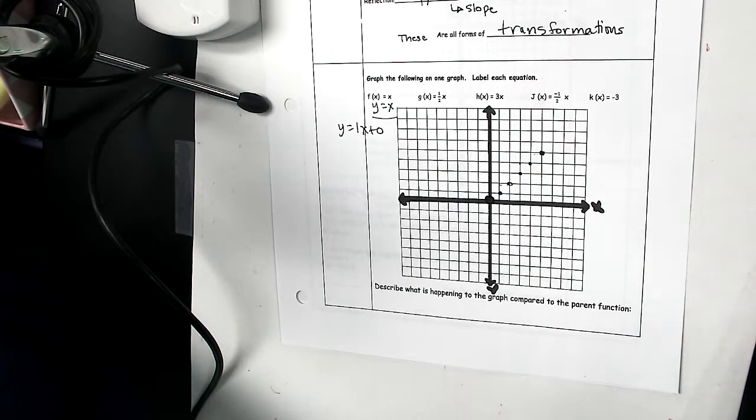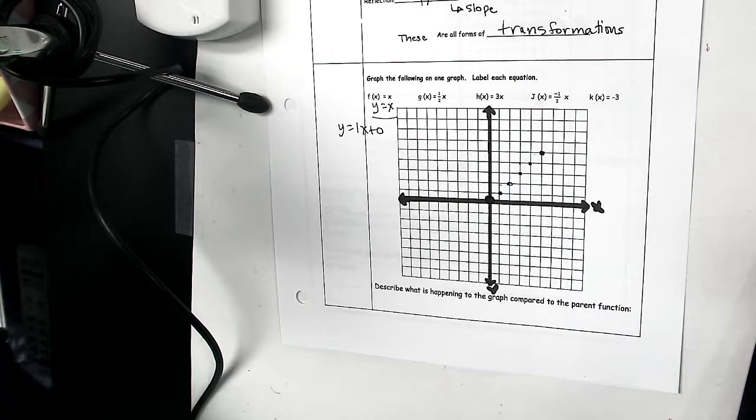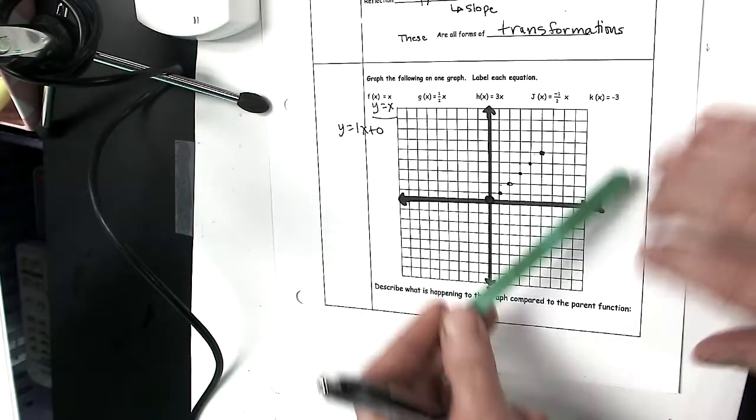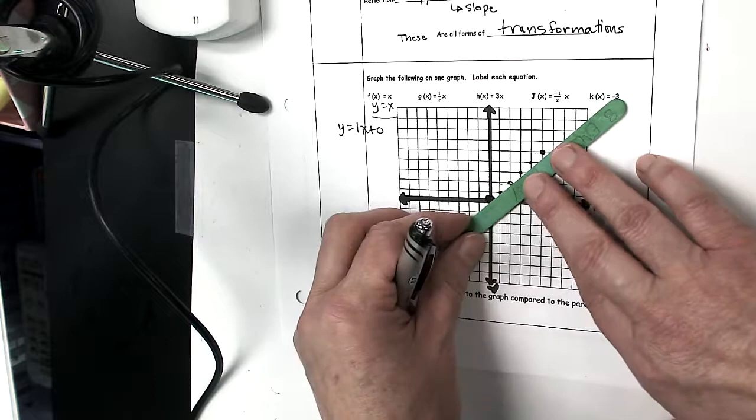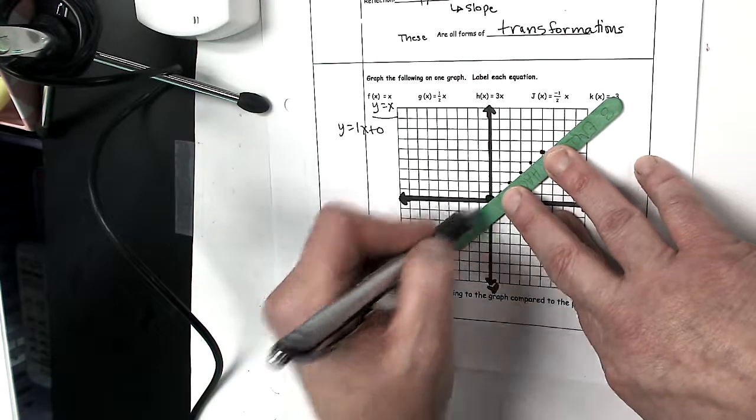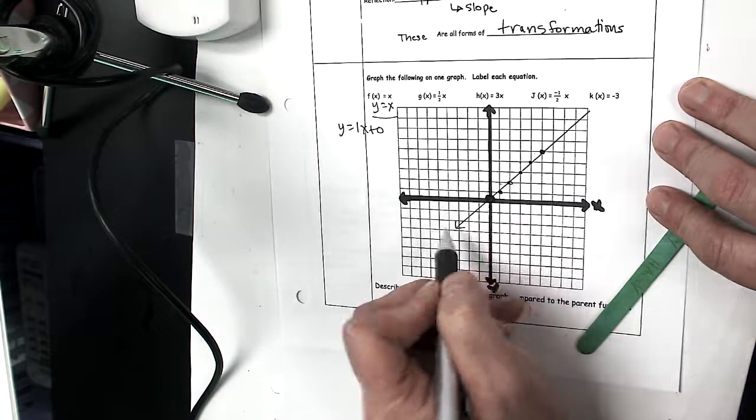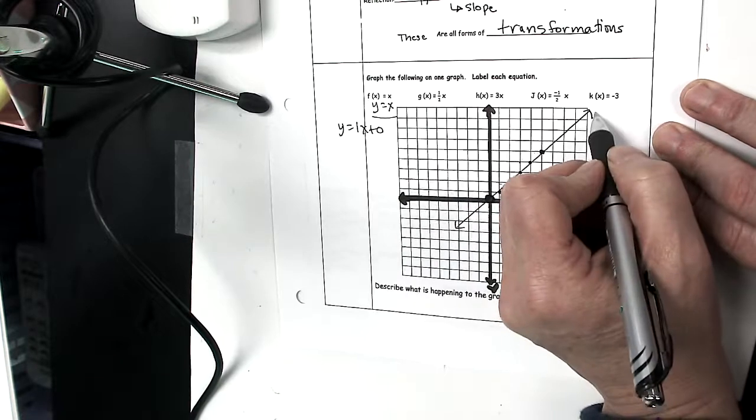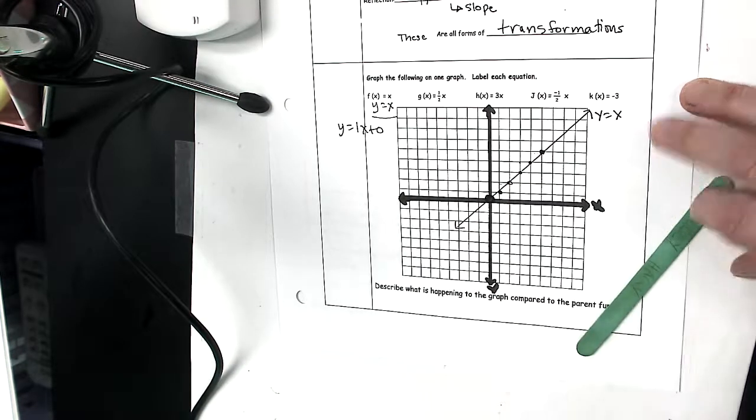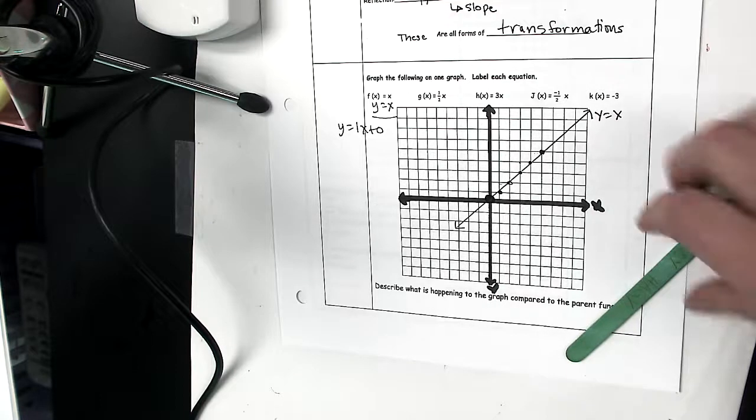And then I want you to label it. So we're going to label this one. Arrows off the end, guys. We're going to label this one y equals x. That's our parent function. So now we're going to take all of these other functions, and we're going to compare them to the parent function. We're going to see what's happening, what's going on.